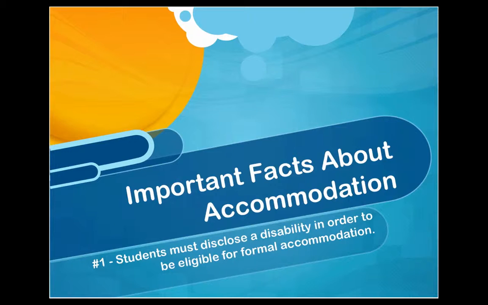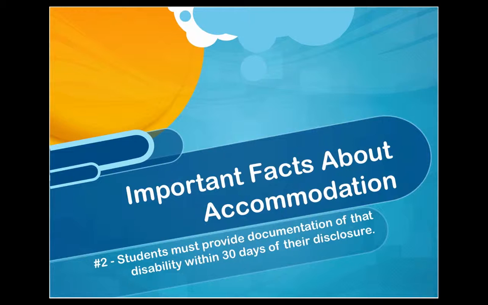Important facts about accommodation. Number 1, students must disclose a disability in order to be eligible for formal accommodation. Number 2, students must provide documentation of that disability within 30 days of their disclosure.